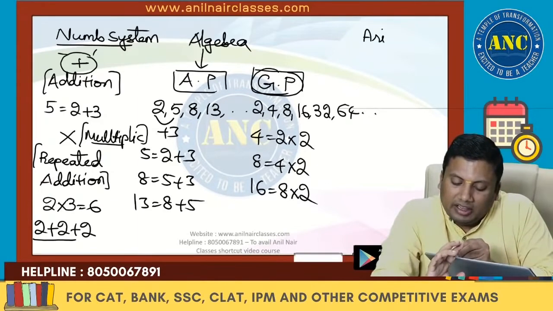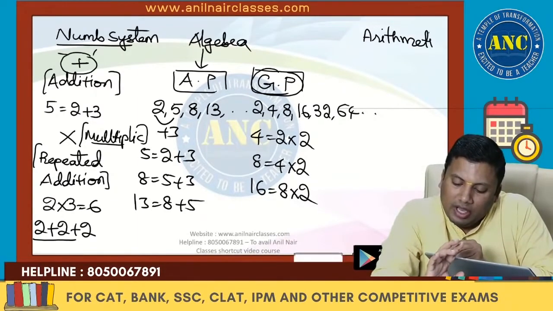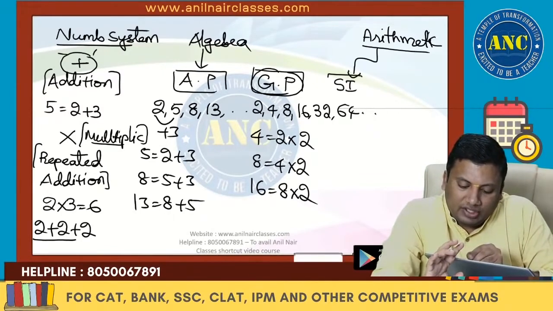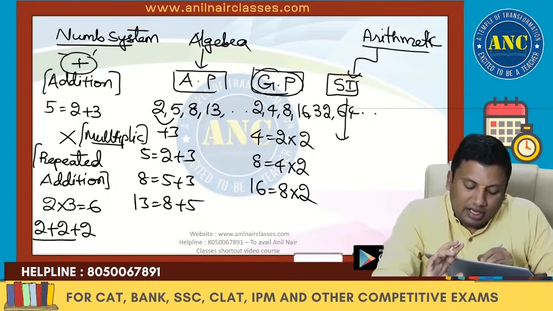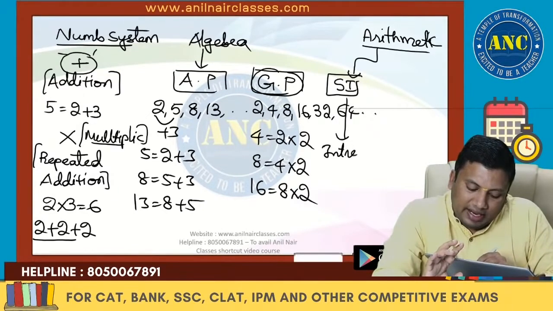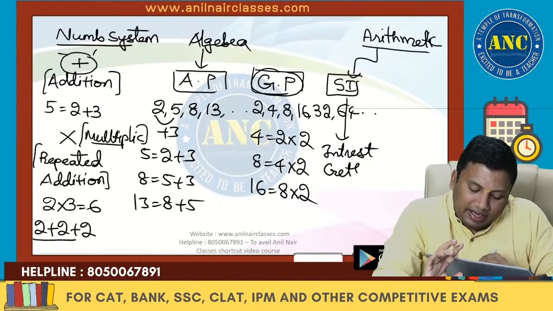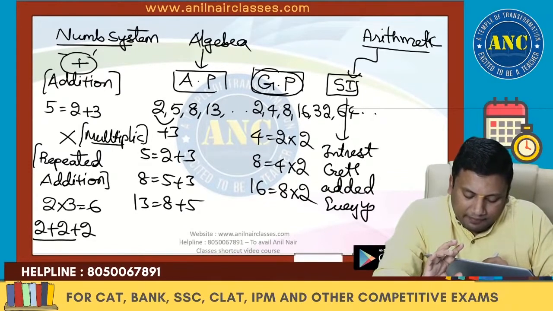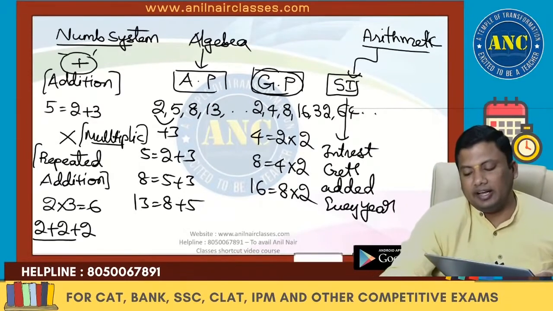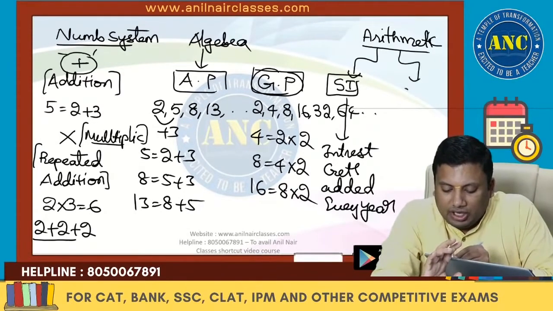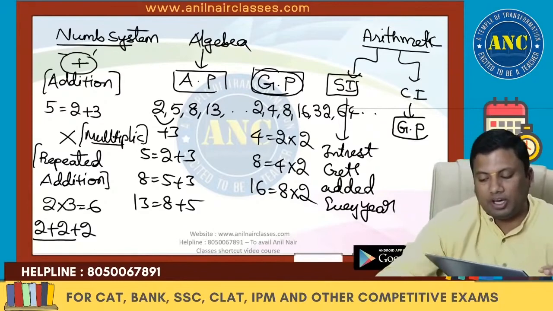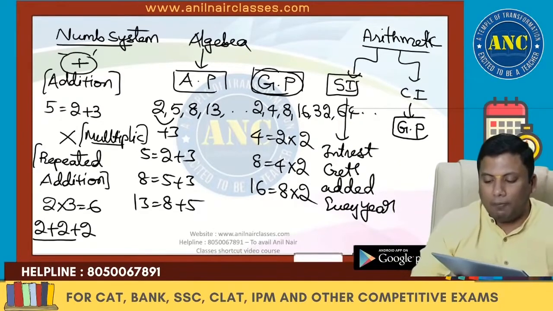Similarly in arithmetic, this is how you should learn aptitude. It is not just problem solving. Addition is simple interest. In simple interest, interest gets added every year, and the interest every year is the same. In compound interest, it follows a geometric progression. SI follows an arithmetic progression, and GP follows a compound interest value.